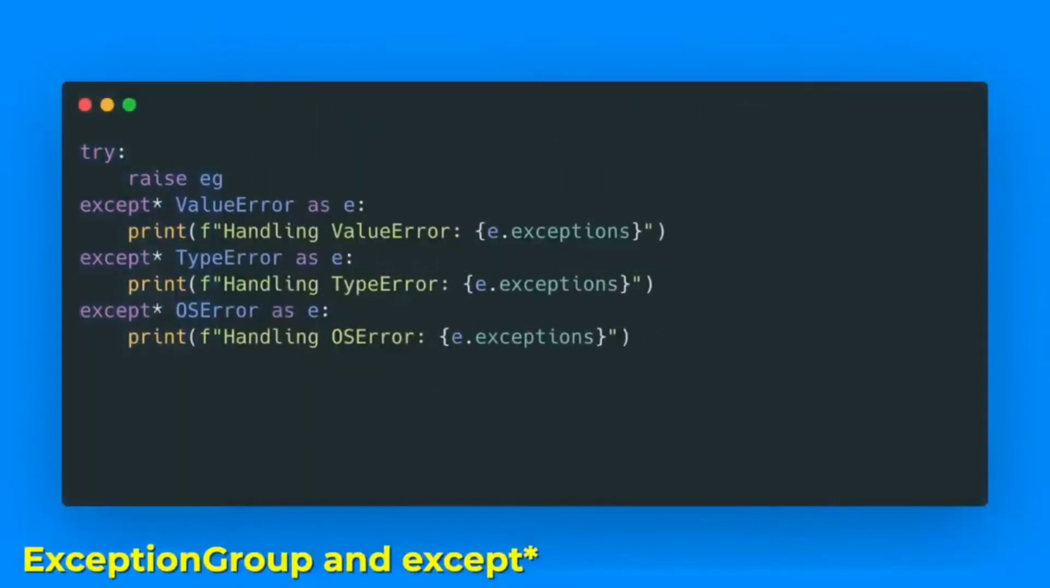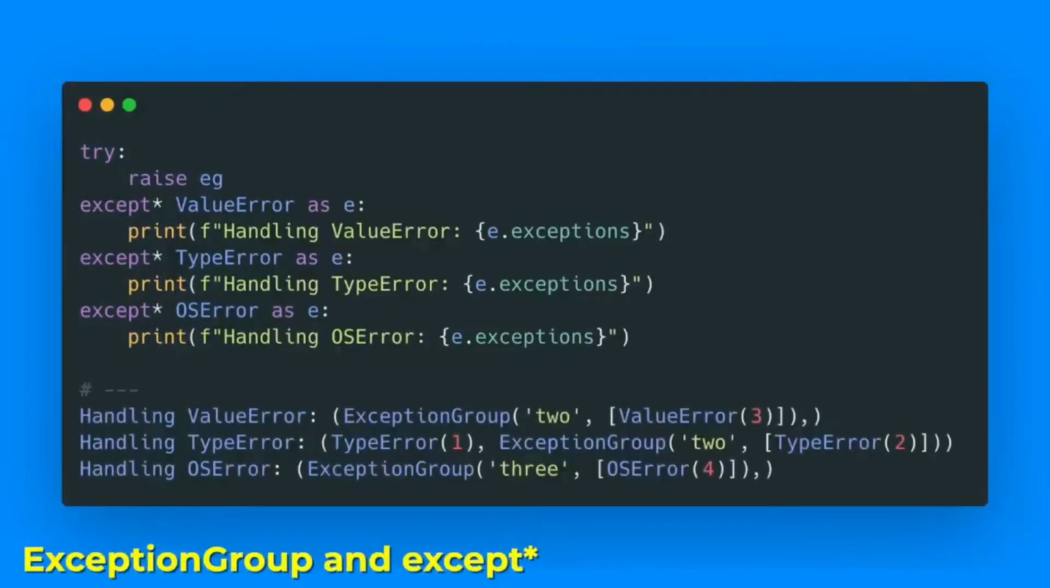Then, when we want to catch this, we can use except* to match all the subgroups of the exception group. This allows programs to raise and handle multiple unrelated exceptions simultaneously.